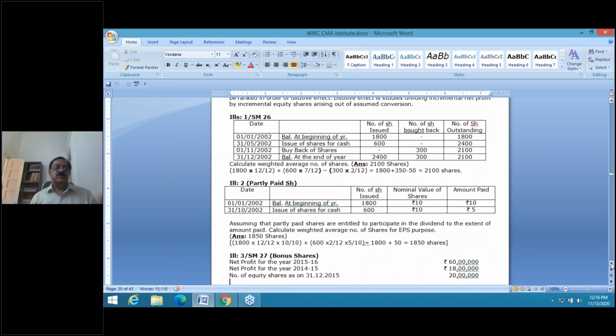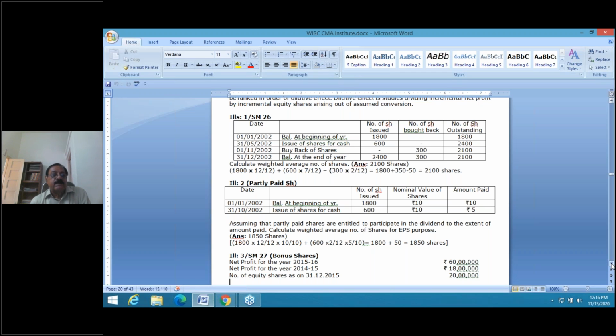Friends, let's see some small questions. I have written illustration 1, SM 26. This is in your module, friend, but your module answer is wrong, so I have corrected it. So this is your study material illustration number 26. Then the bonus third question is there, which is 27. So I have taken from your module also, but I have tried to revise their answers.